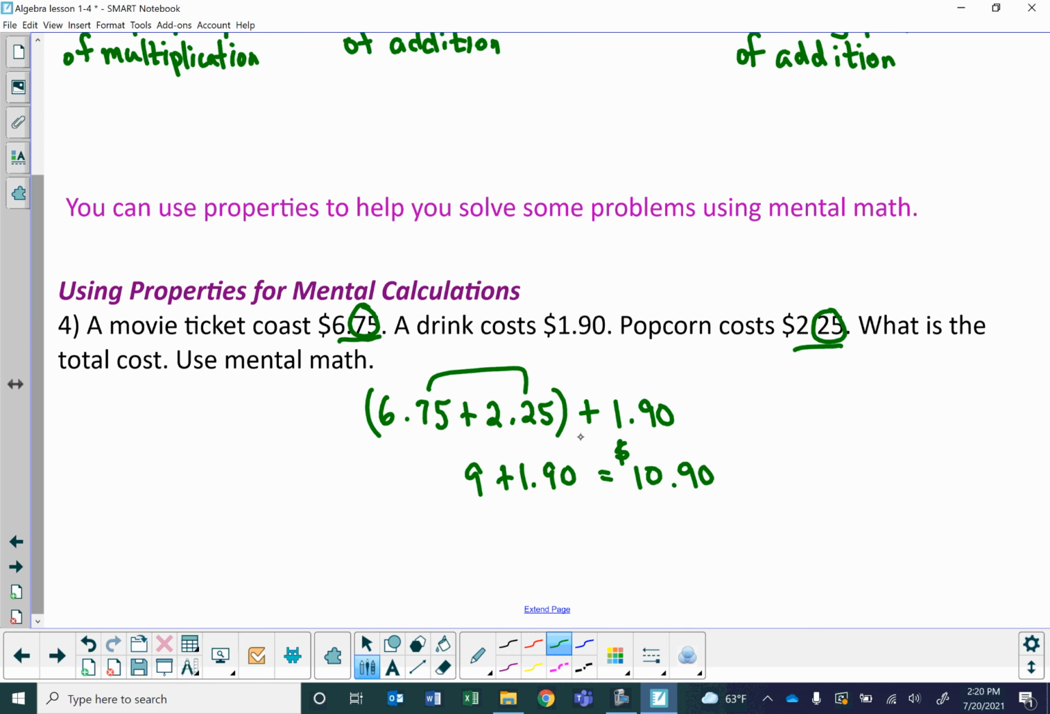which I could have done all in my head, but I had to show you what my brain was thinking. But that's how you can use some of your properties to make things a little bit easier.